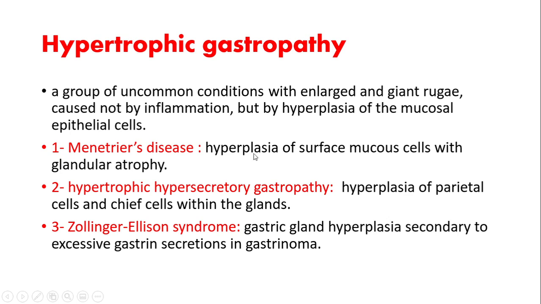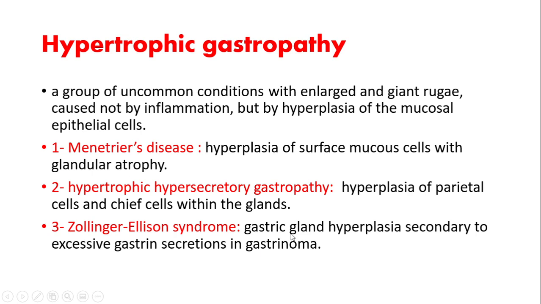There is hyperplasia, an increase in the number of surface mucus cells with glandular atrophy. The mucus secreting cells are hyperplastic with atrophic glands. Hypertrophic hypersecretory gastropathy: there is also hyperplasia of the parietal and chief cells within the glands.